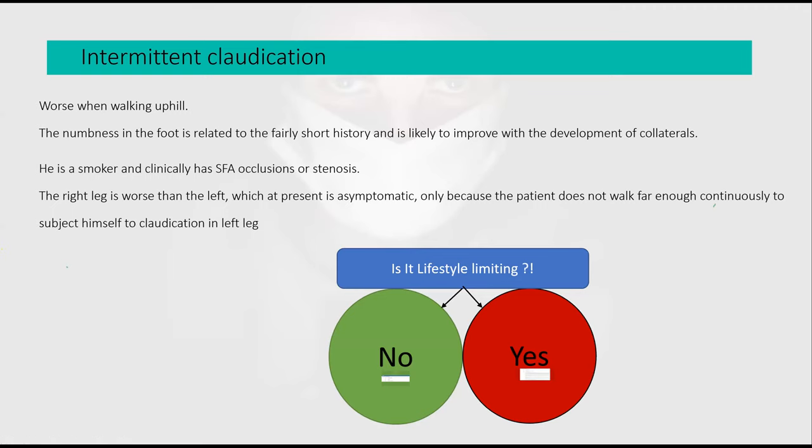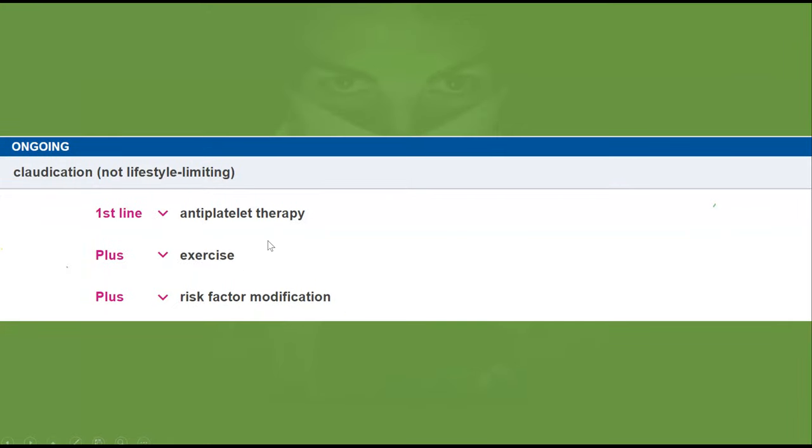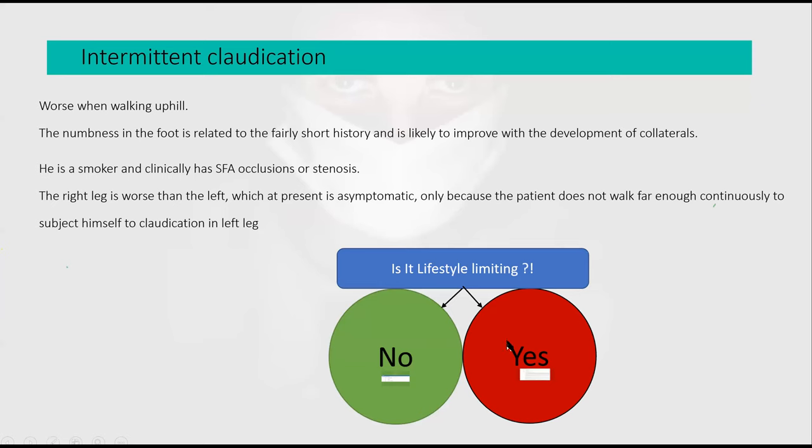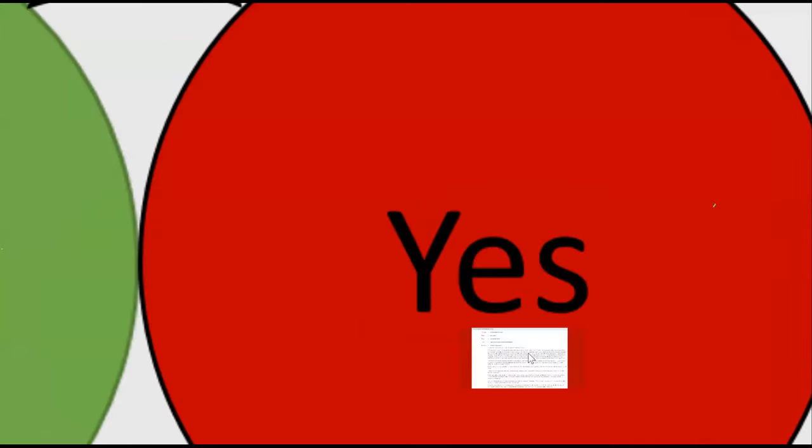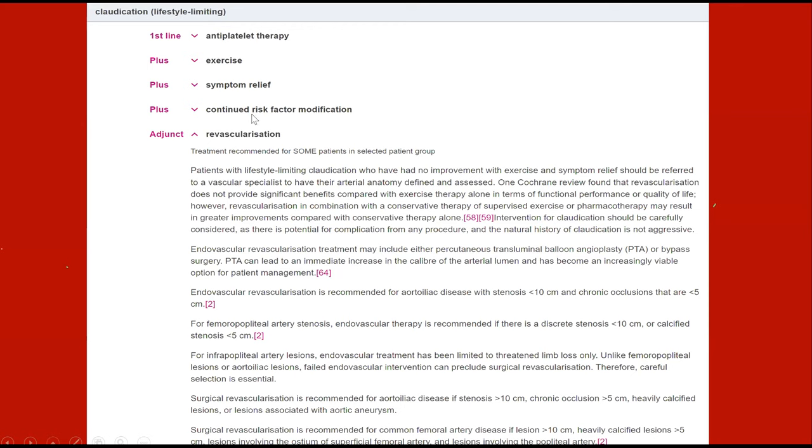I will talk also later about spinal canal stenosis. But before this, we will ask ourselves, what are the treatment options for intermittent claudication? From BMJ, the question is whether it is lifestyle limiting or not. If it is not lifestyle limiting, we will go with conservative management: antiplatelet, exercise and risk factor modification. If it is lifestyle limiting, we will think about exercise, symptom relief, antiplatelet, continuous risk factor modification, and we will consider revascularization options.